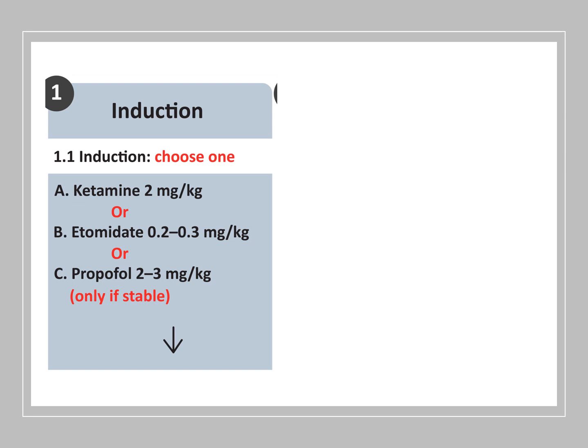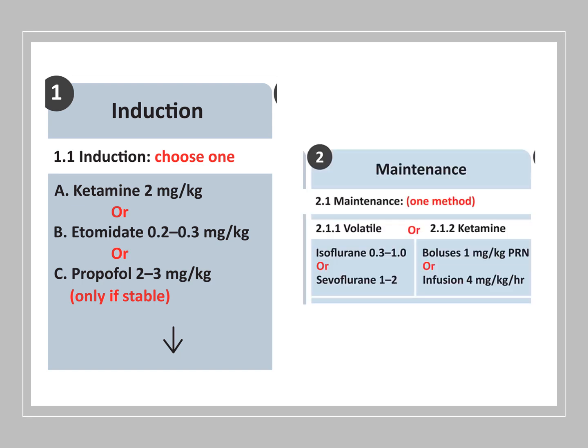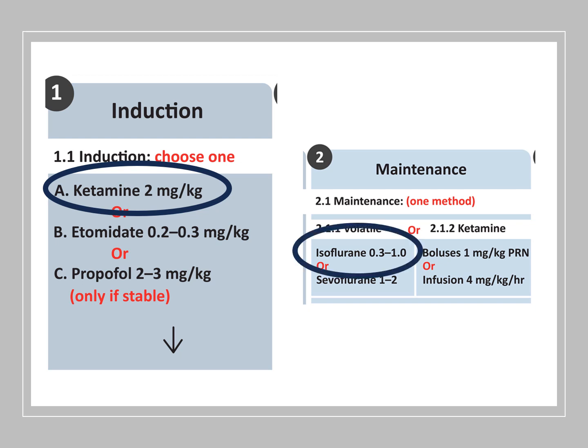Like I've said, for induction you can choose one of 3 agents, but really ketamine or etomidate are the agents you'll be choosing if you've got an unstable patient. And then for maintenance, you use a volatile or you use ketamine. The point that I want to reinforce here is that ketamine is probably your best choice, 2 milligrams per kilogram. And the volatile, you'll notice the dose we put there is 0.3 to 1 in tidal.